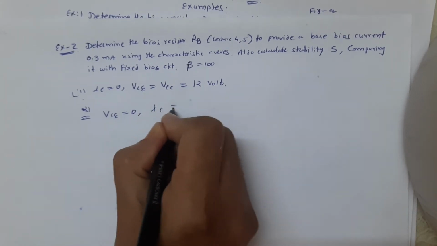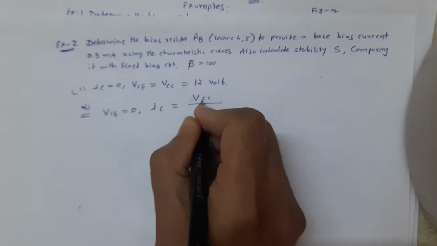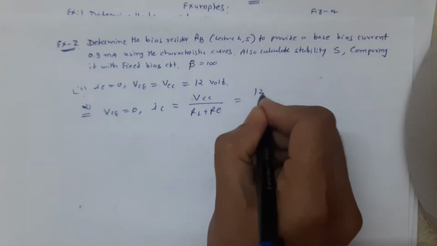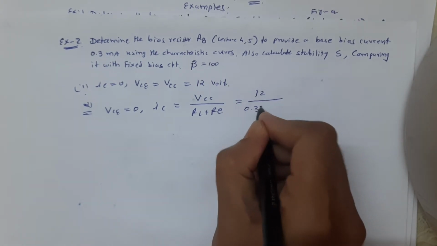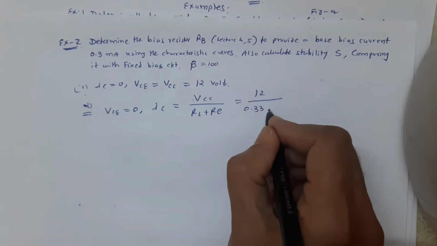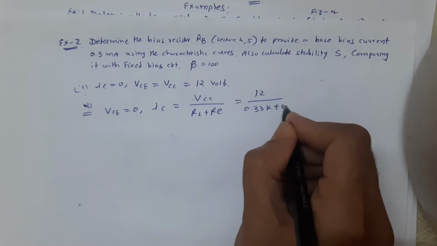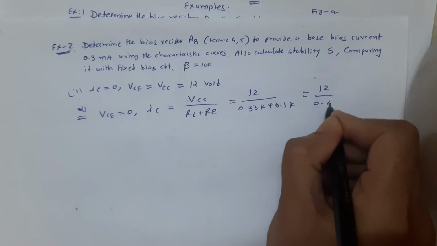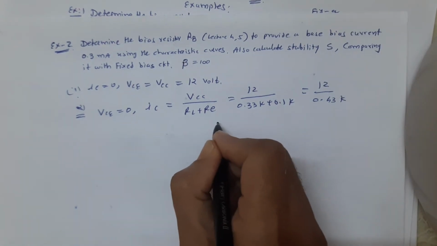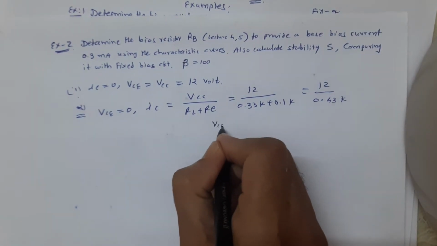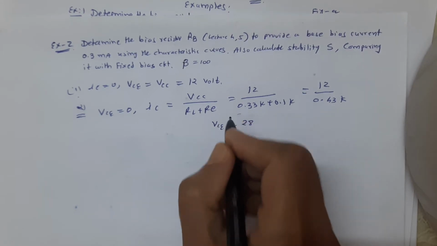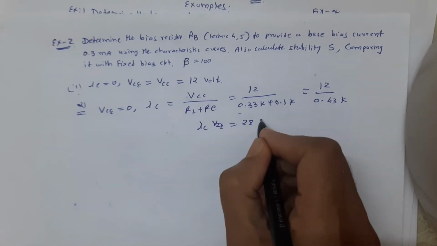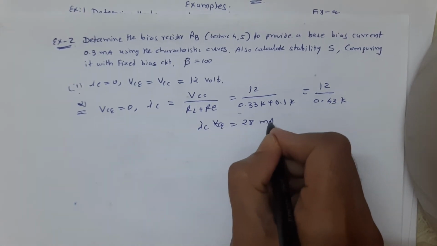At that time IC is equal to VCC upon RL plus RE, that is equal to 12 upon 0.33 kilo ohm plus 0.1 kilo ohm, and it is equal to 12 upon 0.43 kilo ohm, and IC is equal to 28 milliampere.